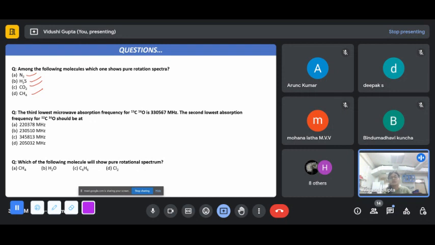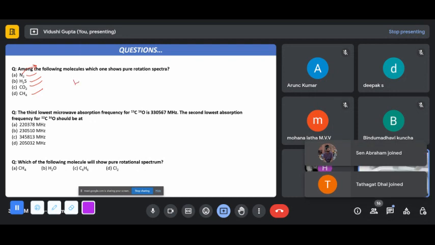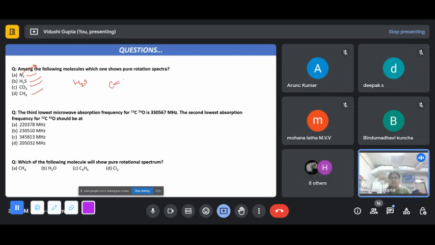Just see, N2 is homonuclear and we discussed that for homonuclear there will be no dipole moment, so it will not be active at all. H2S has a dipole moment, so H2S will be active. CO2 is a linear molecule, so the dipole moment will be 0 as it cancels out. Methane, here also the dipole moment will not be there. So the answer is H2S. Only H2S will show a pure rotational spectrum.